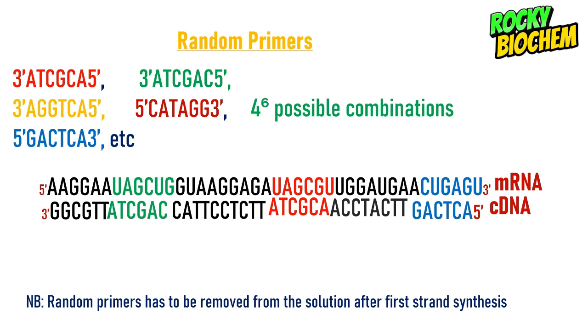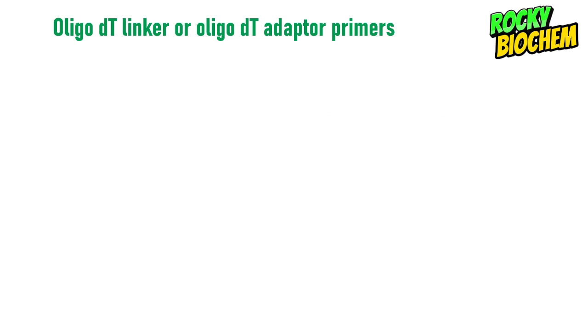But one thing we have to take note about the use of random primers is that after the first strand synthesis, these primers have to be removed from the reaction mixture before we start the second strand synthesis. Now let's move on to the oligo-dT linker or oligo-dT adapter primers.